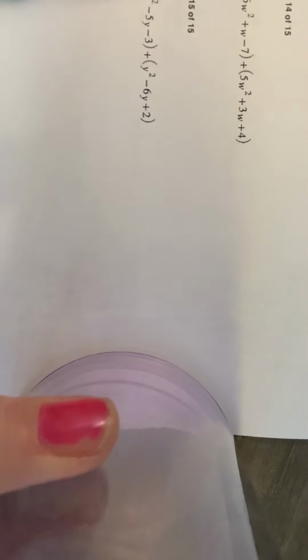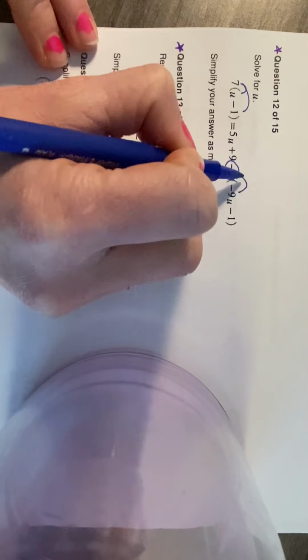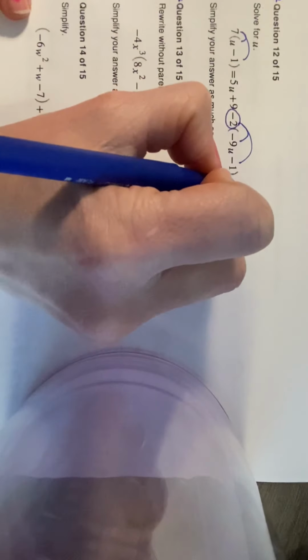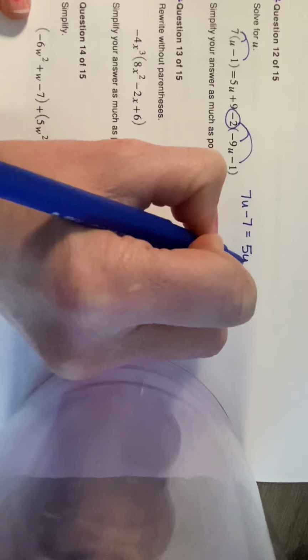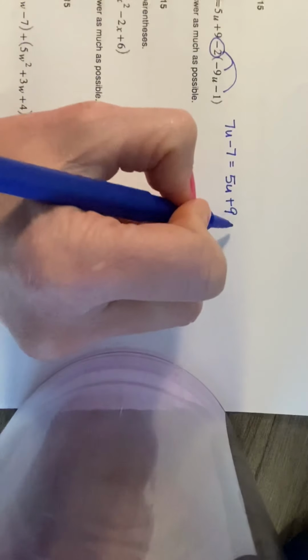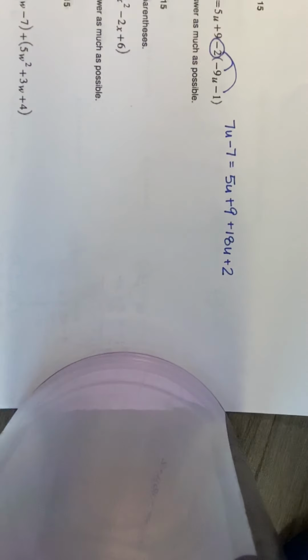All right, number 11 is pretty straightforward. Number 12, I see mistakes. So let's talk about them. First step, distribute. And we're going to distribute here as well. So if I move my big giant cup out of the way, you're going to get 7u minus 7 equals 5u plus 9, because we haven't done anything with either of those numbers. And then a negative times a negative, you're going to get plus 18u plus 2.